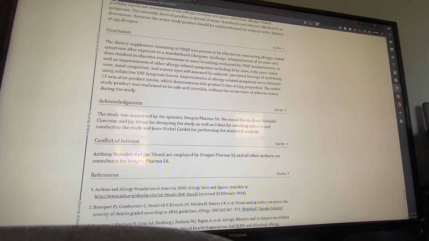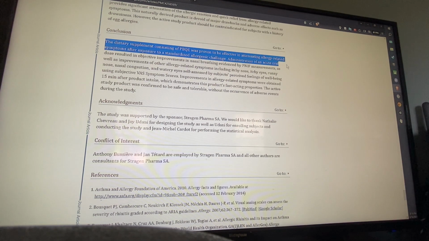There's the study link here. Maybe I will put that in the description if anybody wants to read this study for themselves. But the conclusion here is the dietary supplement consisting of PBQE, which is quail egg powder, was proven to be effective in attenuating allergy-related symptoms after exposure to a standardized allergenic challenge.